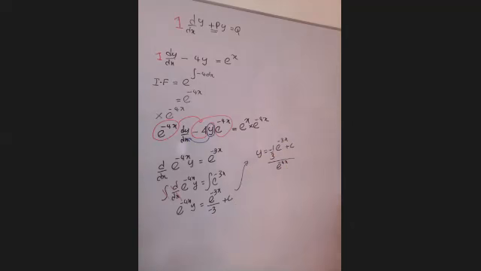If you want, you can write the answer in this format: y equals minus 1 over 3 e to the power minus 3x plus c e to the power 4x. I will just keep this format. Later on, it depends on the way they ask the question. That's a way of getting this answer.